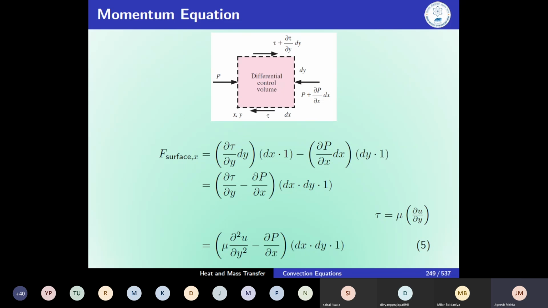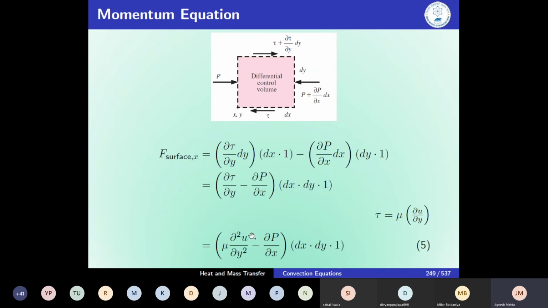So you can take an infinitesimal volume, and the momentum entering and momentum leaving, as well as the forces acting on that infinitesimal volume, and then you can balance them. So these are the forces acting on the surface in x direction. Now this momentum equation, there will be two different equations, the x momentum equation and y momentum equation.